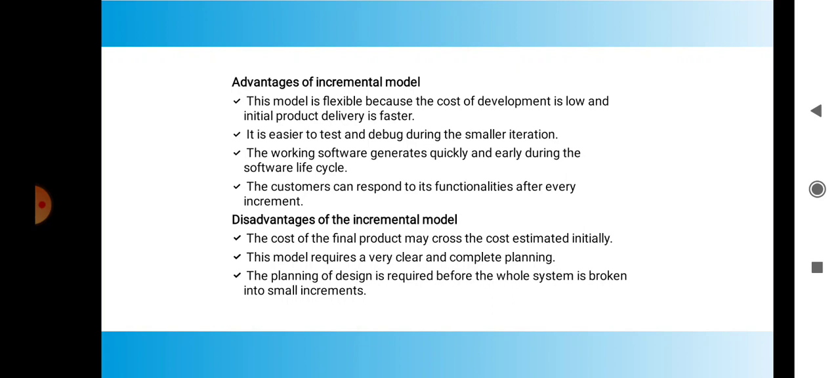So this is flexible. Second, it is easier to test and debug during a smaller iteration. Debug means error. It is divided into smaller pieces, so the testing and debugging process is very easy. Third, working software is generated quickly and early during the software life cycle. And the last advantage is that the customer can respond to its functionality after every increment.